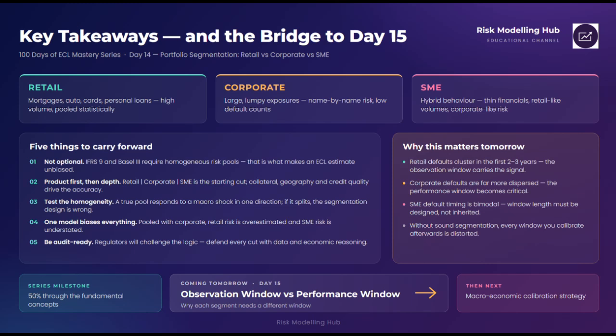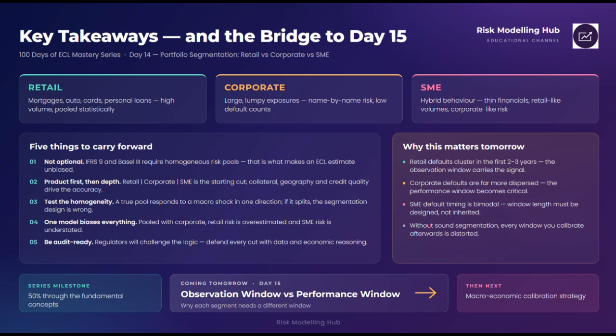So, have you ever thought about why this matters tomorrow? Where retail defaults cluster in the first 2 to 3 years, your observation window must capture the signal before it fades. Corporate defaults scatter across long horizons. Performance metrics need extended observation periods. SME default timing is bimodal. Window design must accommodate both owner insolvency triggers and business cash flow gaps. So, without segmentation, every window you calibrate afterwards gets distorted. The foundation must be right.